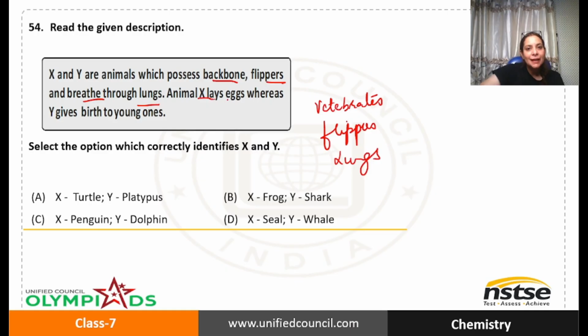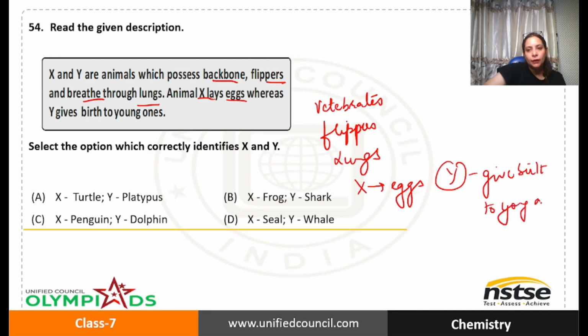Animal X lays eggs. X reproduces by laying eggs, whereas Y gives birth directly to young ones like we do. So we need to identify X and Y. In this case, which option is correct? It is not turtle and platypus, it is not frog and shark, it is penguin and dolphin, and it is no to seal and whale.